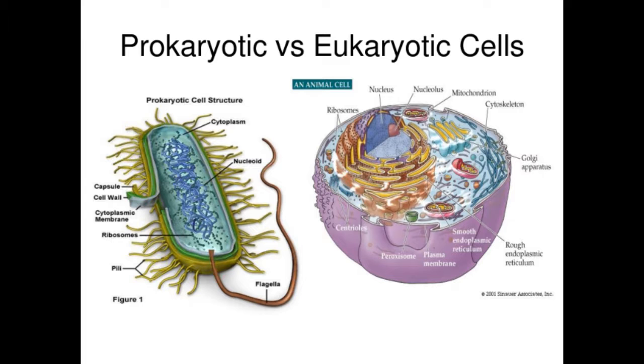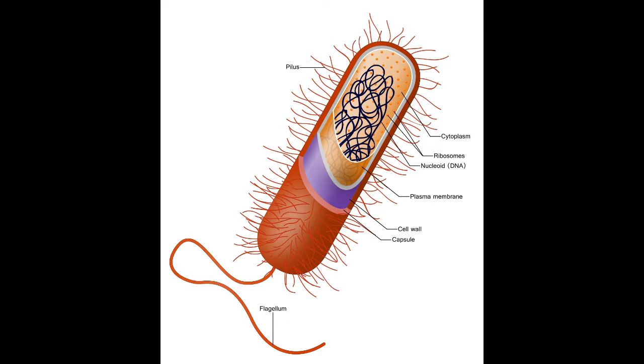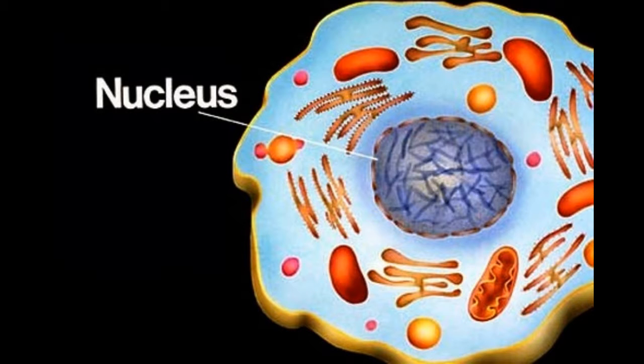There are two types of cells, prokaryote and eukaryote. The prokaryote is a cell that doesn't have defined organelles or cell organs. It doesn't even have a true nucleus. The nucleus is what would normally give the cell and its organelles commands.